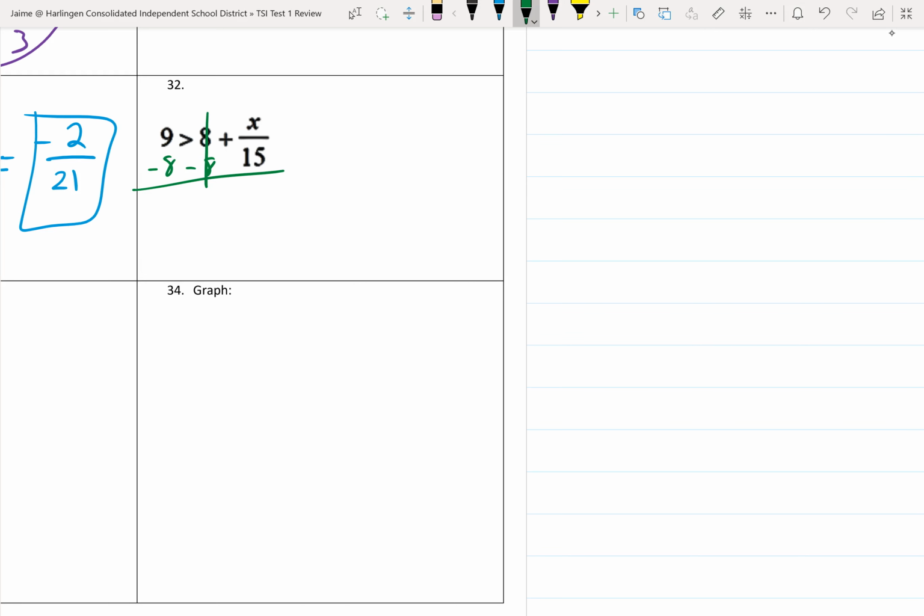9 minus 8 is 1. The same symbol. Then x over 15. Now x is almost by itself. How do you get rid of the divide by 15? Well, you times 15 to both sides. So 15 times 1, that gives me 15. The same symbol. Remember, if this had been a negative 15, they would change it, but it's a positive 15, no big deal. Then x.